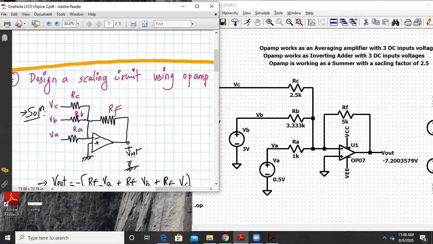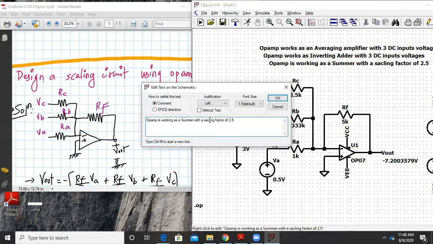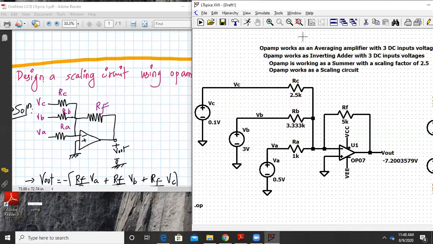scaling circuit also. So here we will write, actually here there is a spelling mistake. Yeah. So we can add here only: op-amp works as a scaling circuit also, and all these values are DC values.